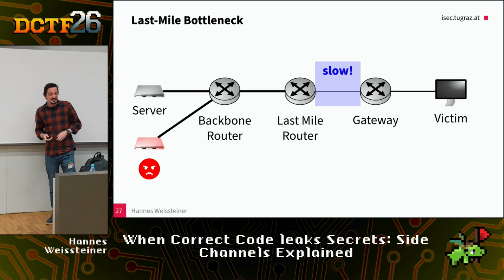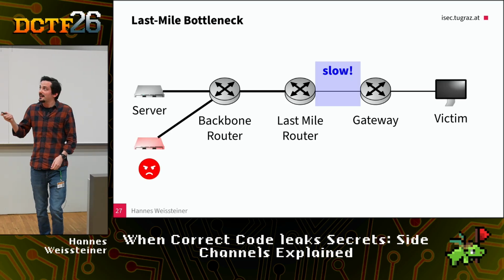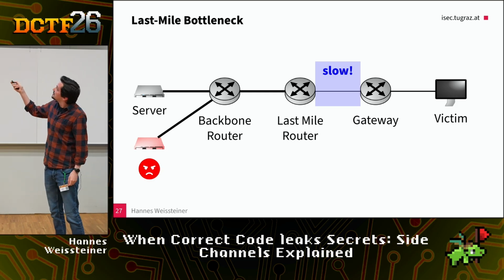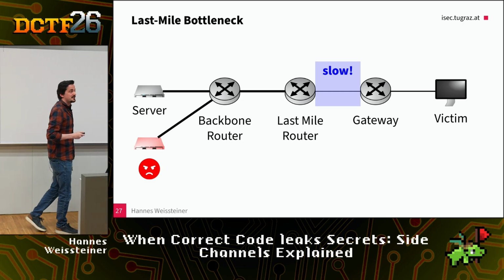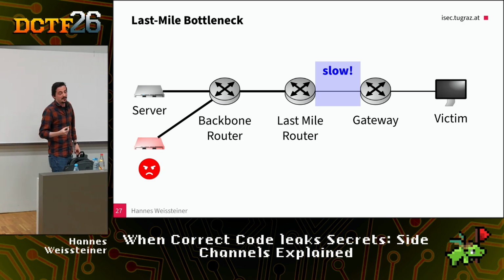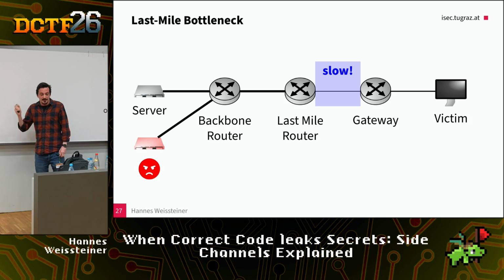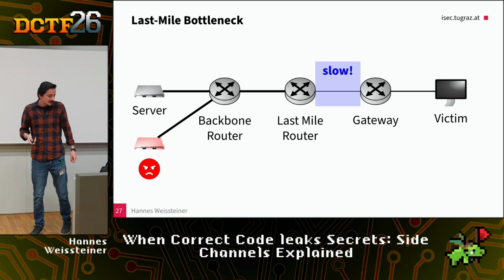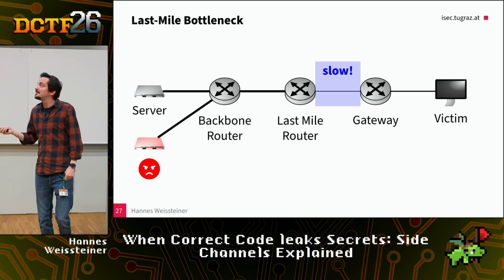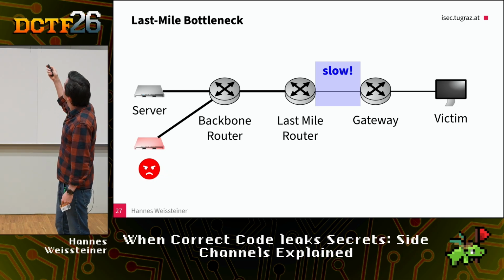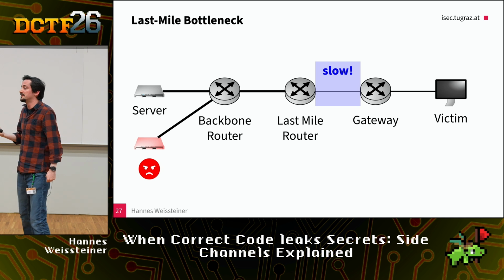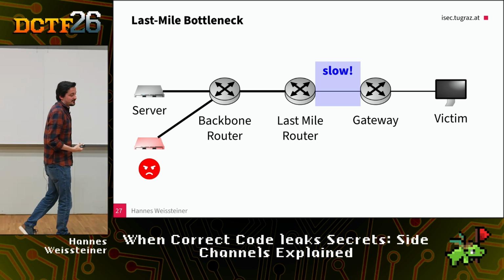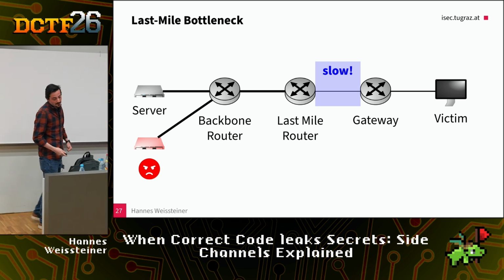What we are exploiting here is this last mile bottleneck. On the internet, all of the backbone routers and all of the big servers are connected with really, really strong connections, capable of multiple gigabits. Usually the users are the weak link here. Your provider does not give you 10 gigabits. They probably give you 100, maybe 300 if you pay a bit more.